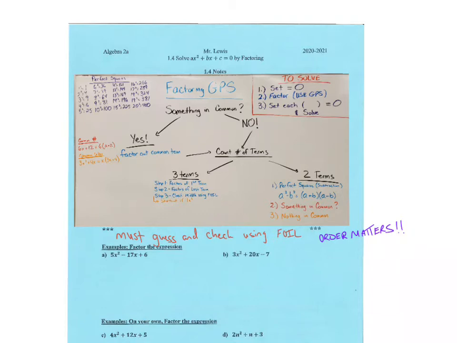So you're always going to start looking for something in common. You're always going to do that first. That's always going to make your life a little bit easier. For example, in example A here, they have nothing in common. Two of them have a letter, but not all three, and there isn't a number that goes in all three, so then I would count the number of terms. 1, 2, 3 terms. I would follow these steps right here.